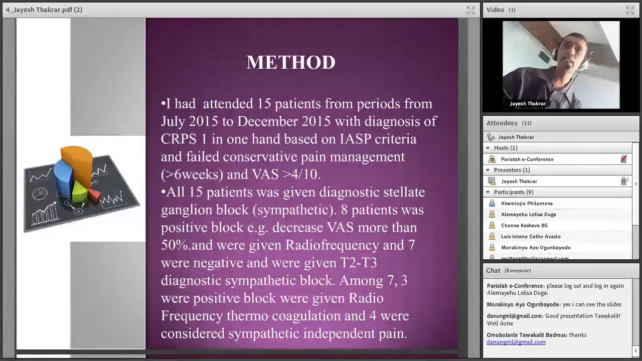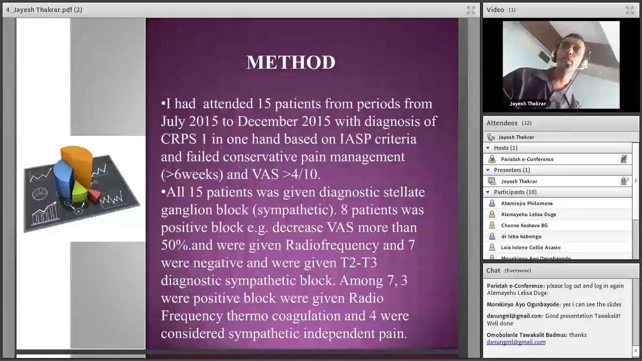In my study, I evaluated 15 patients from July 2015 to December 2015 with a diagnosis of complex regional pain syndrome type 1, based on the International Association for the Study of Pain criteria, and who had failed conservative pain management. That is, we gave the patients conservative pharmacological management for more than 6 weeks, and the pain score was more than 4 out of 10.